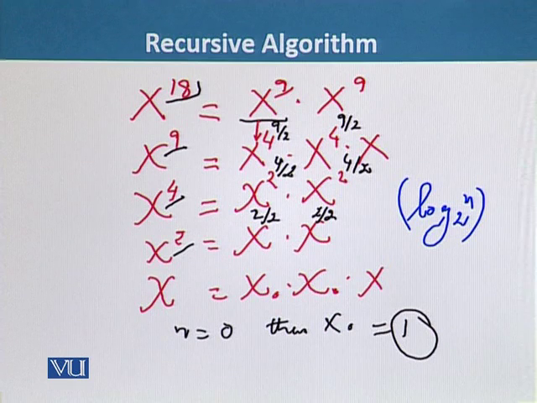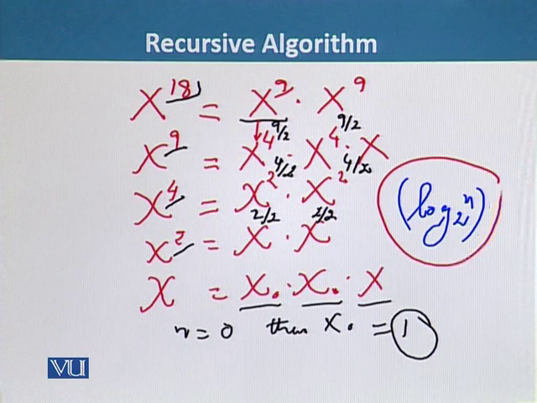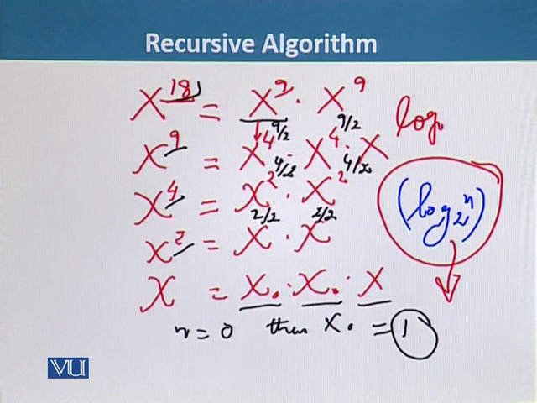So in this recursive algorithm, we get very small numbers, and ultimately we reach log 2 n, because for log 2 n we have to multiply fewer times as compared to n. So in the recursive algorithm approach, we can save a lot of time in terms of the number of steps.